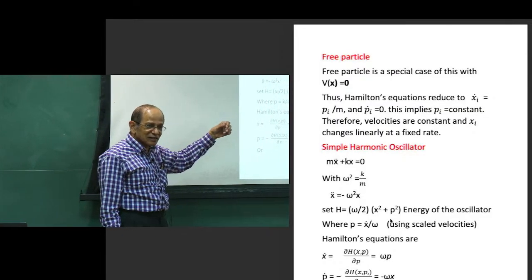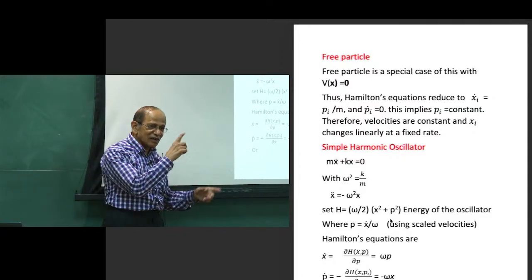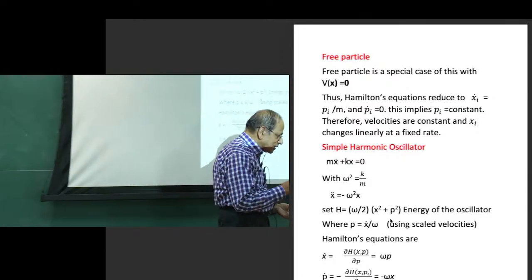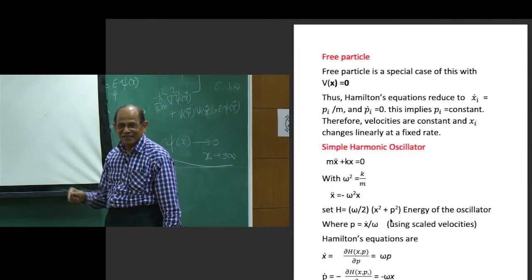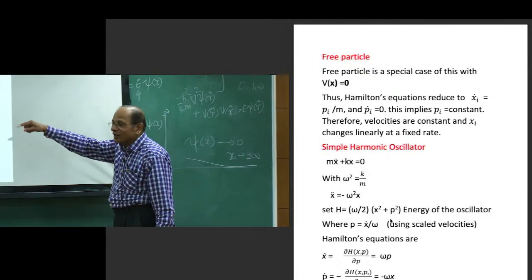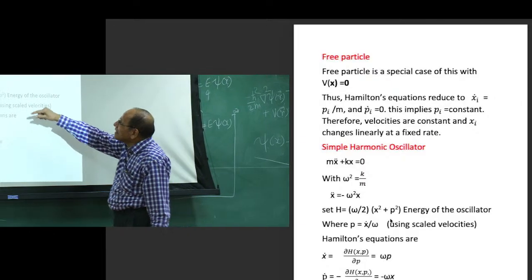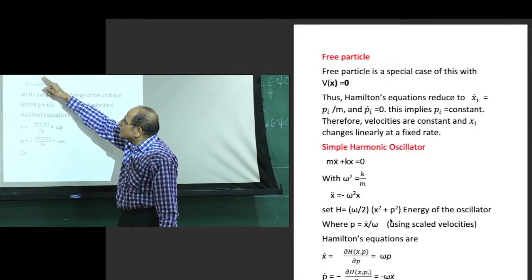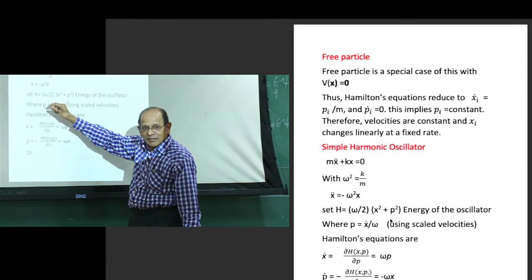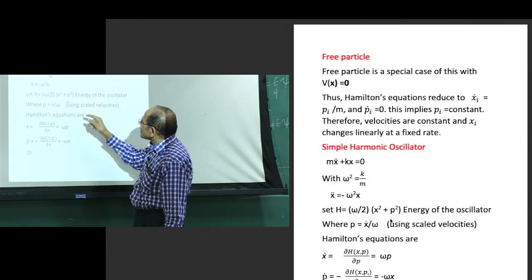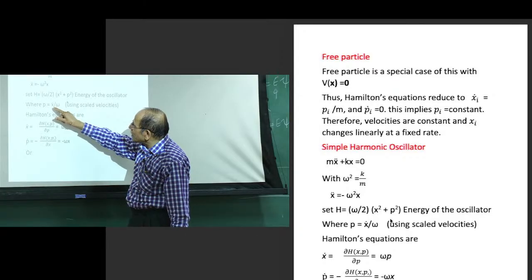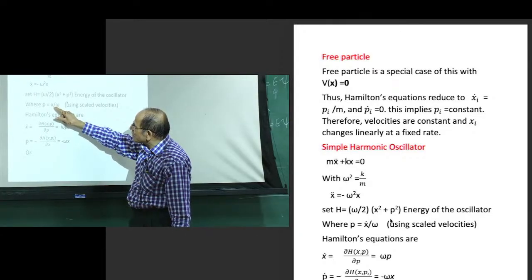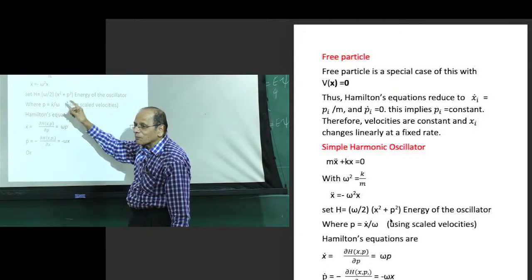The second example is a harmonic oscillator. In fact, this is the reason when I chose how to write a second order differential equation in terms of first order, I had purposely chosen this equation, so that my job now becomes a little simpler. This is the equation, and with omega square equal to K by m, I consider scaled variables, so that P is defined as not just m x dot but x dot by omega.